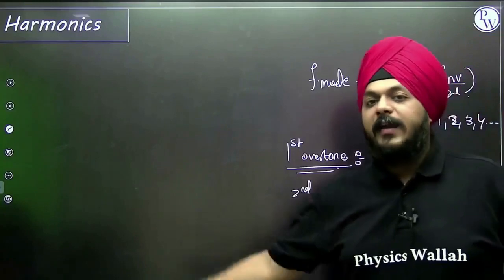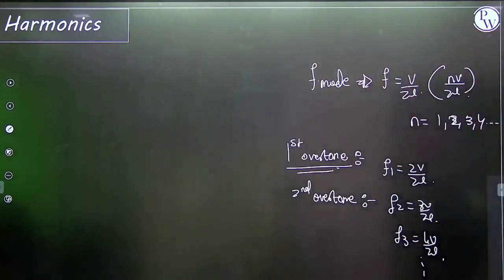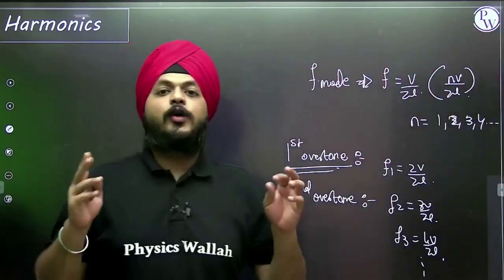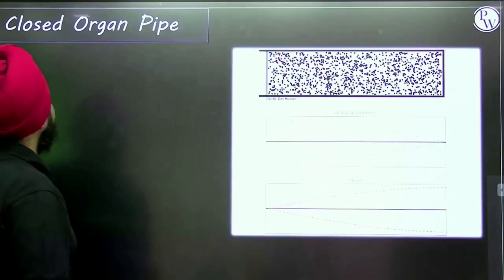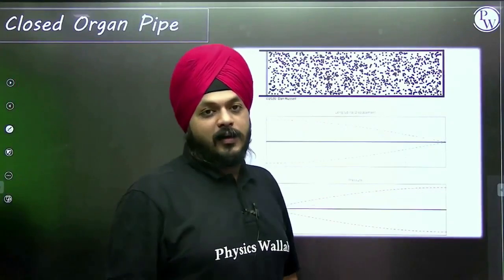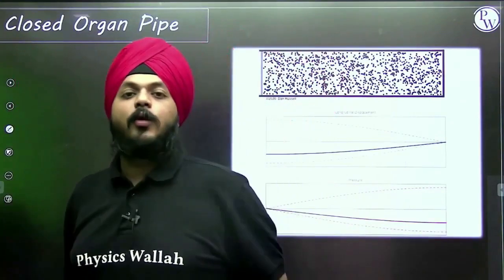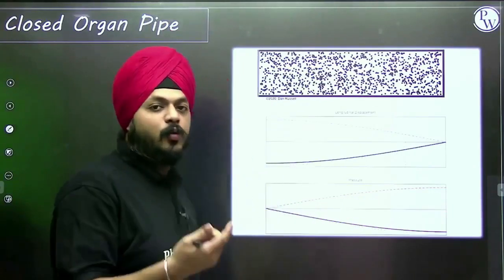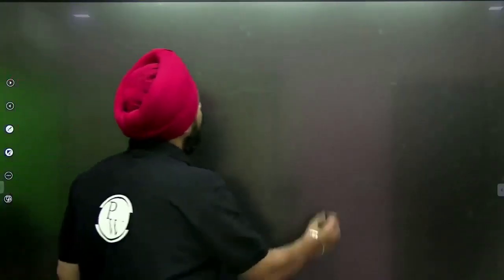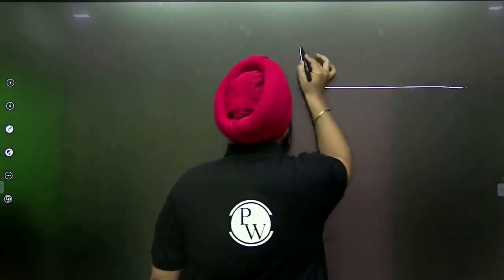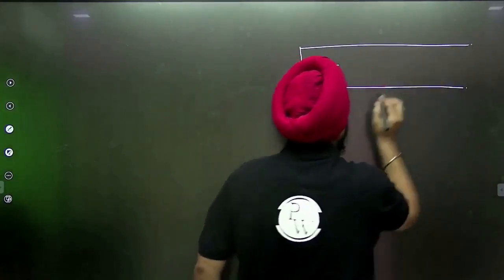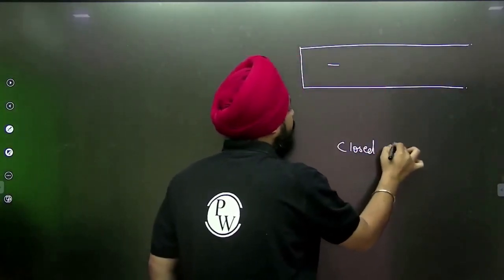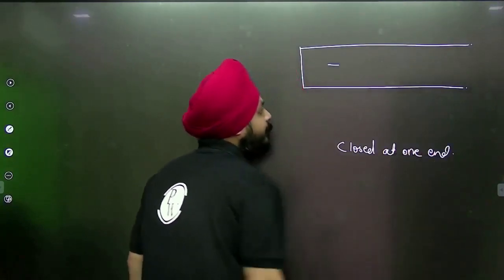Now in standing waves, we have the concept of the open organ pipe and the closed organ pipe. We are going to follow the same procedure for the rest. Now suppose we have the closed pipe in front. First of all, I'm going to draw the fundamental mode and what the first overtone will be. There is a small difference between the fundamental mode and the first and second overtone. Let's see that. Closed organ pipe, closed at one end, a very simple thing.